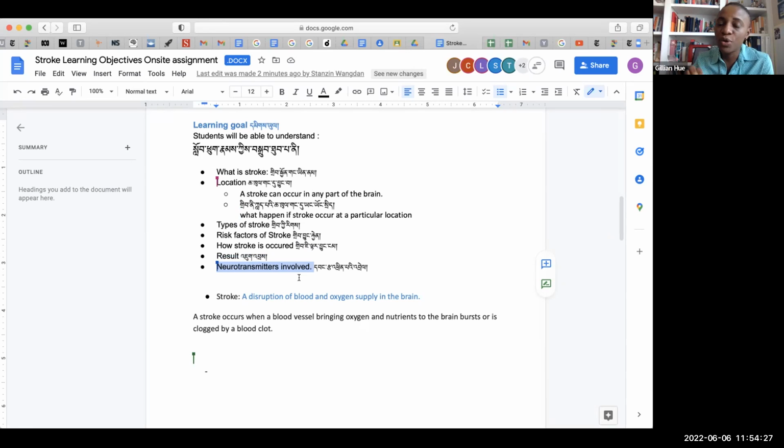What you could include is some of the effects that occur after a stroke. And so you can show what types of neurotransmitters become more active after a stroke, or before and after a stroke, if there are any.